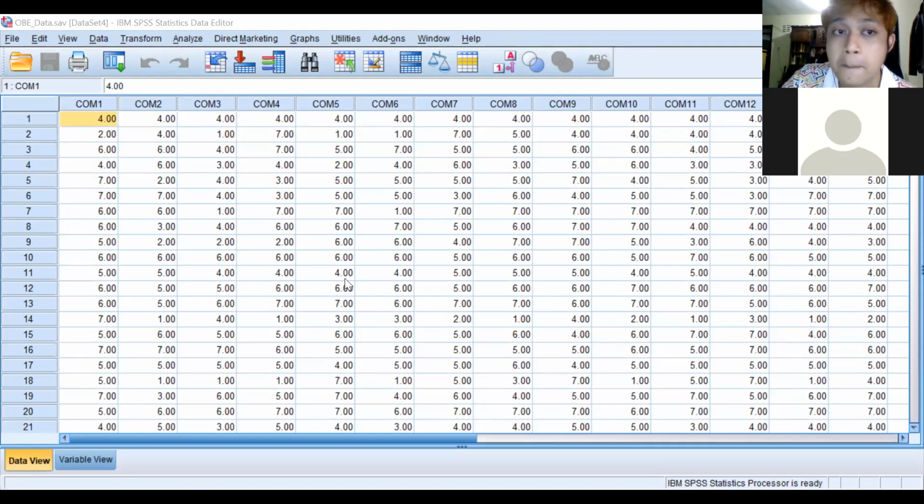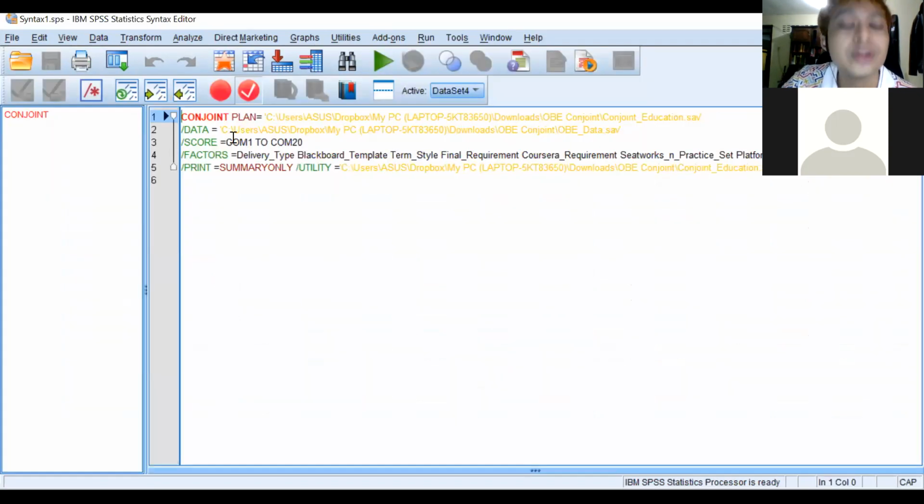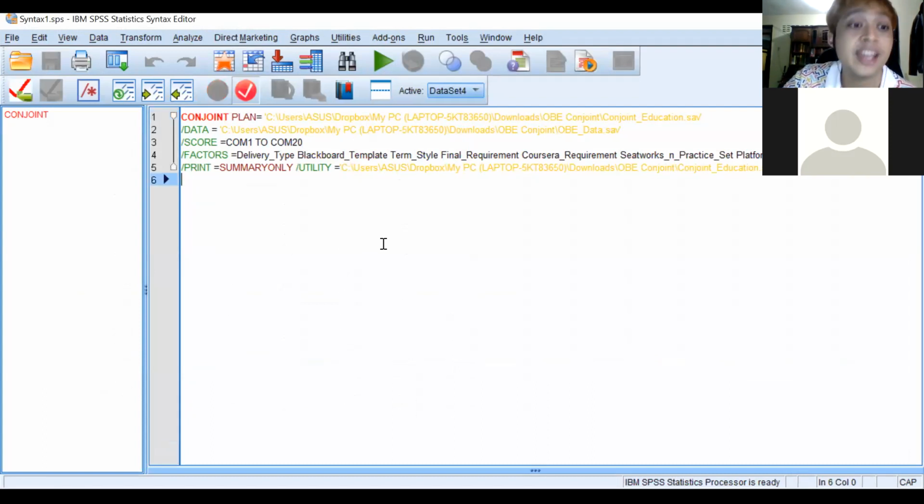This is the syntax. Let me close it down. Okay, so this is the syntax. You can copy paste the syntax. Where can I get the syntax? You can get it from IBM, but you just change this one where you can get the conjoint plan. This is the conjoint plan that you generate, and then this is the data.